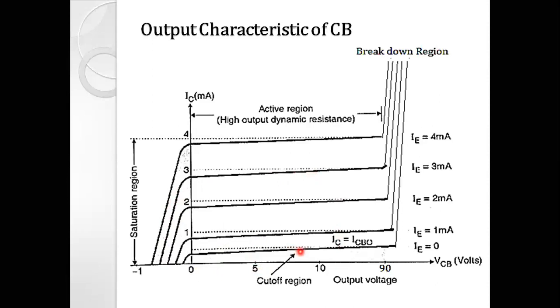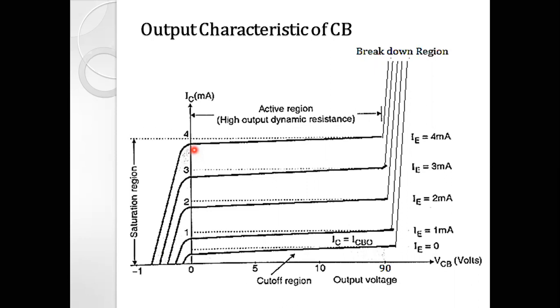So the first curve corresponds to emitter current equal to 0. The second curve is for emitter current equal to 1 milliampere. Then emitter current is equal to 2 milliampere and so on. So this characteristic also shows that when the emitter current increases, then collector current also increases. Even in the previous session, we saw that collector current is approximately equal to emitter current. So obviously, if emitter current increases, IC must increase, right?